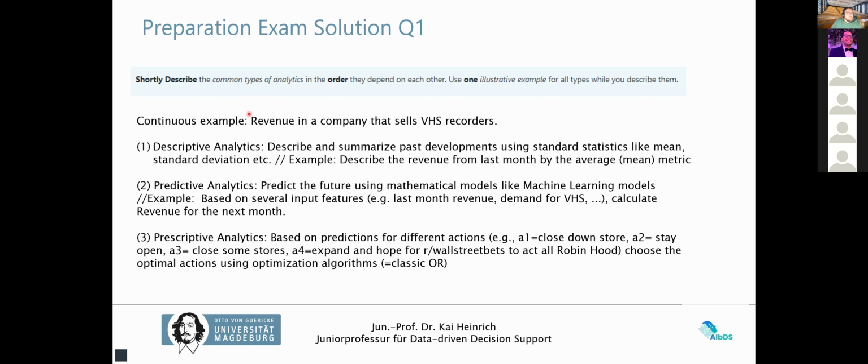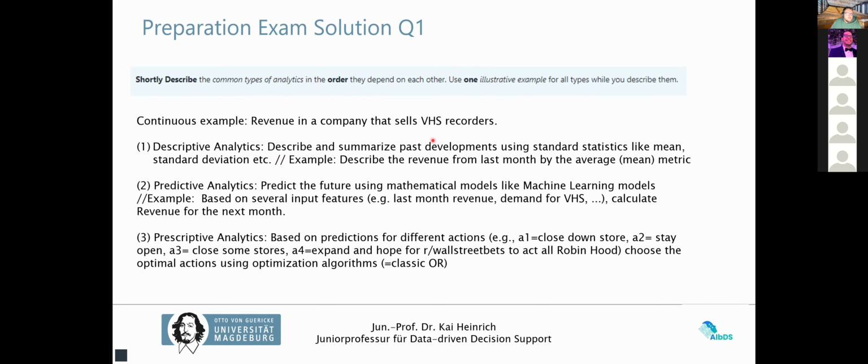So, okay. The first thing is use one illustrative example. Now, this is the part most people forget. They just write down descriptive analytics, predictive analytics, prescriptive analytics, next question. And this will only net you half of the points. Because I said you're going to describe them shortly, like describe and summarize past developments, blah, blah, blah. And then an example, like describe the revenue from last month by average.